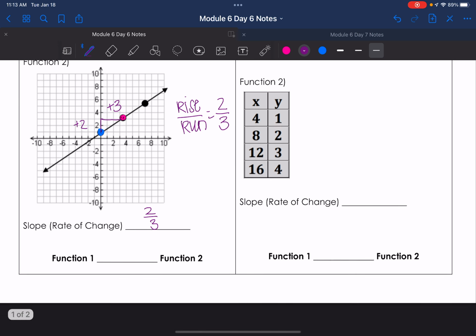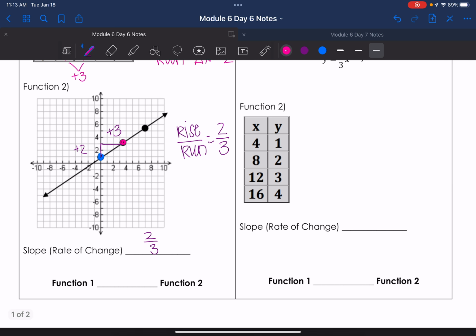So comparing those two, we've got a slope of 3 over 2 versus a slope of 2 over 3. And that means that we look at which number is greater, and that would be 3 over 2, because that's 1 1/2 versus not even being a whole number yet.